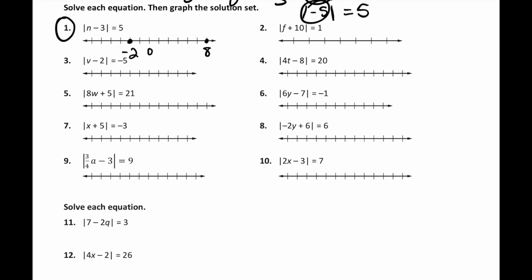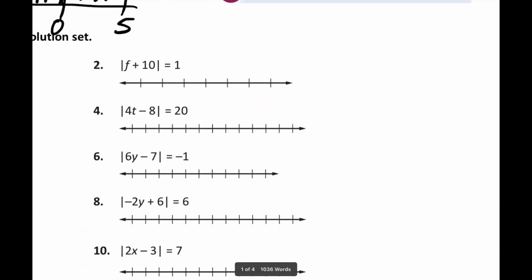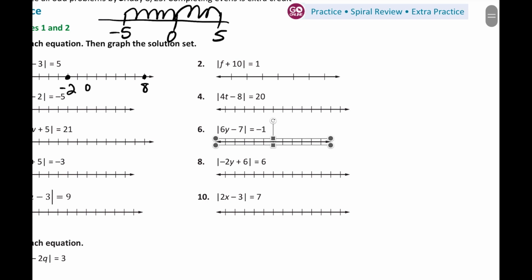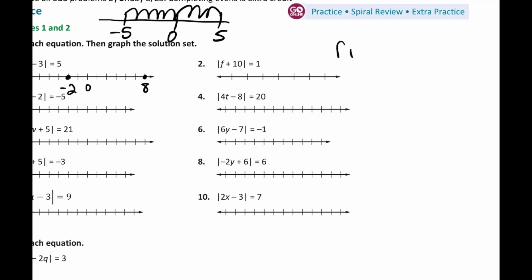So now we've got the absolute value of f plus 2 equals 1. So we want to think about what two numbers have an absolute value of 1. So that would be positive 1 and negative 1. So first I'll solve for when f plus 2 equals 1, and then I will solve for when f plus 2 equals negative 1.